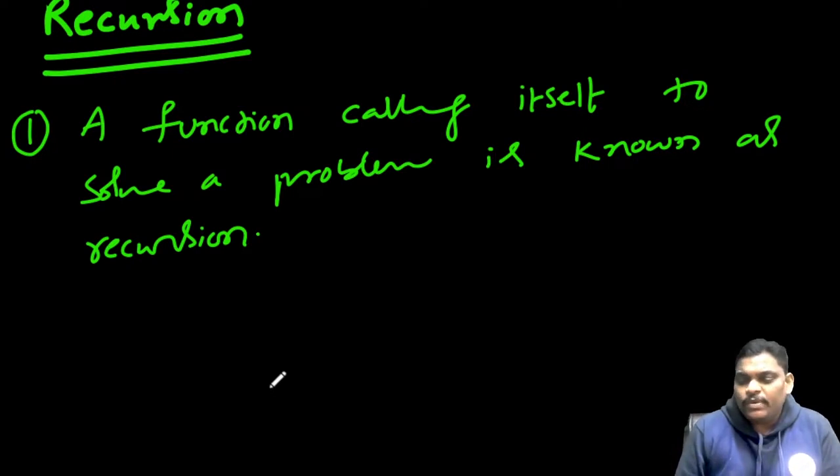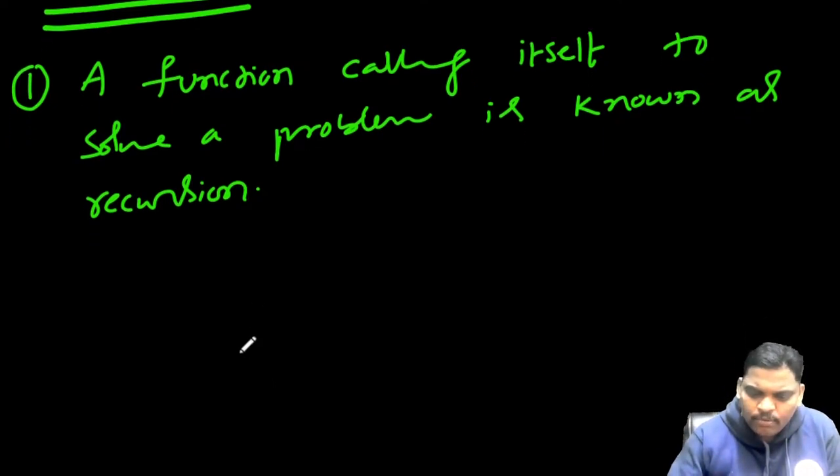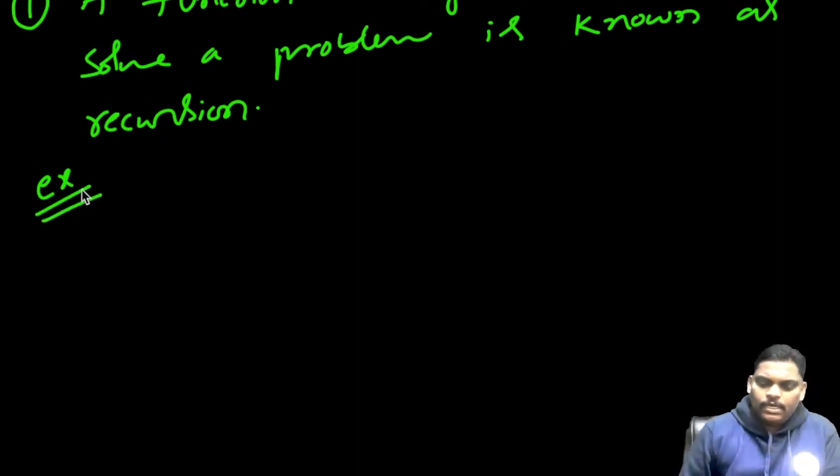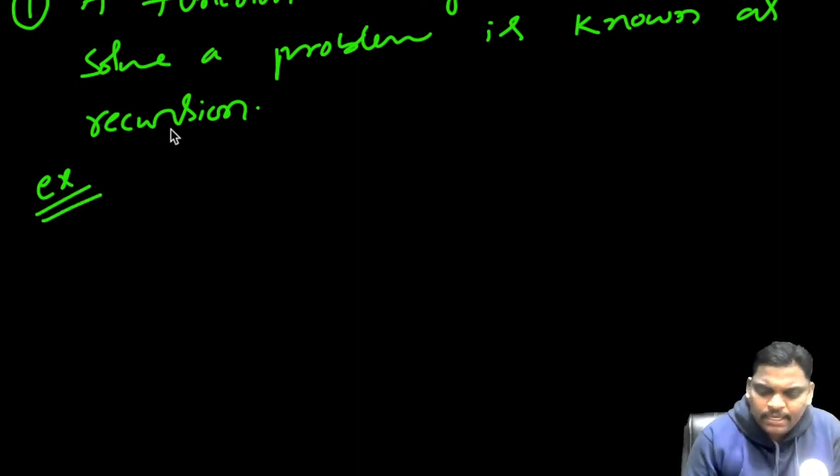What is recursion? Can you explain? You have to explain properly. First point: a function calling itself to solve a problem is known as recursion. Okay, that is fine. Let's take one example of recursion. Everyone listen.